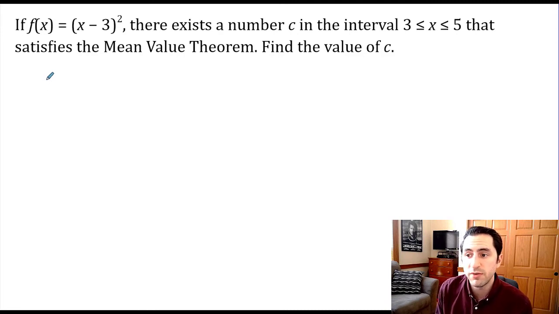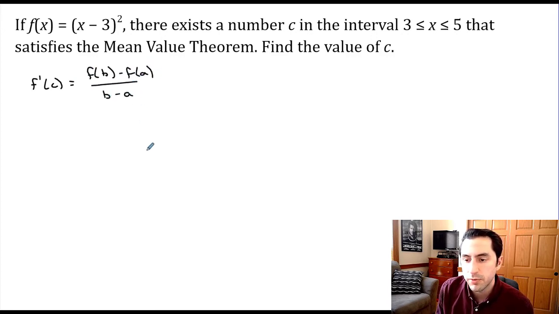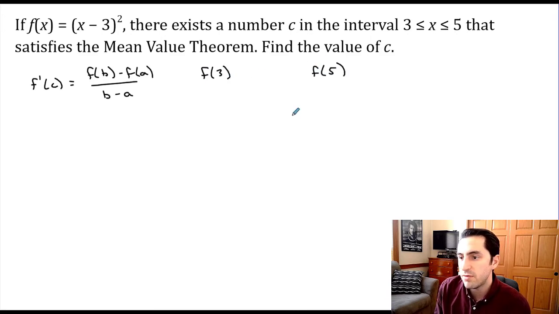So because we know the mean value theorem is going to work, we can conclude that there will be a number c such that f prime of c is going to be equal to f of b minus f of a, all over b minus a. Now, the next thing we're going to need is f of b and f of a. So let's evaluate our function for our two endpoints. So we need to find f of 3, and we're also going to find f of 5. And we also want to find the derivative because we're going to plug in c to that. So we also want to find f prime of x. Let's go through and do all of this.